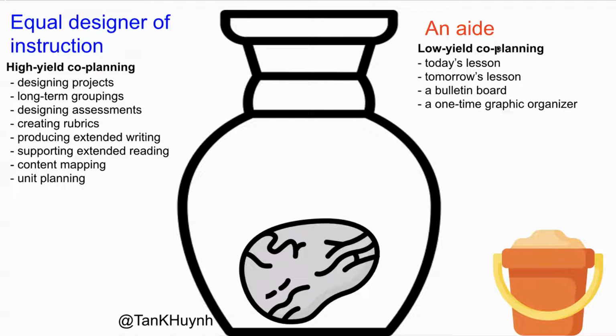And yes, planning tomorrow's lesson, today's lesson, the bulletin board, and a graphic organizer is important and it develops a relationship, but it doesn't have the most impact when you only have 60 minutes per week, 45 minutes per week, or 90 minutes per 2 weeks. Because if you plan today's lesson, the next time you meet them, you already have to start all over again. But if you plan on the project level, on the high yield co-planning level, teachers will already have an idea of what they're doing right away because you've already planned it.